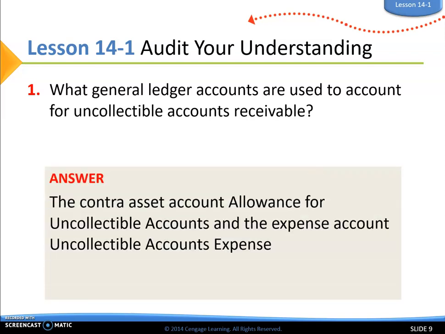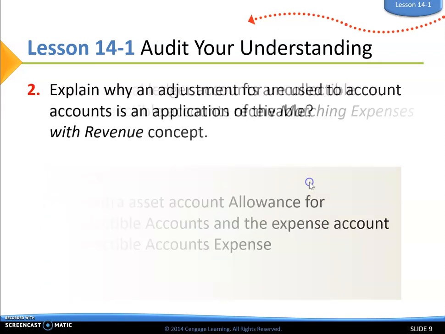That is our contra asset account, allowance for uncollectible accounts, and then the expense account, uncollectible accounts expense. So when we think of this as an expense account, like I said, it's part of doing business. If we're allowing businesses to buy on account from us, we have to realize that we're not going to collect from all of them. Okay? So that is an expense to our business.